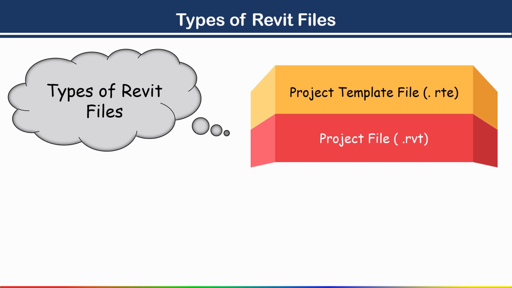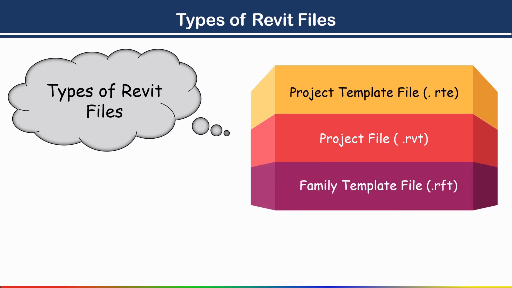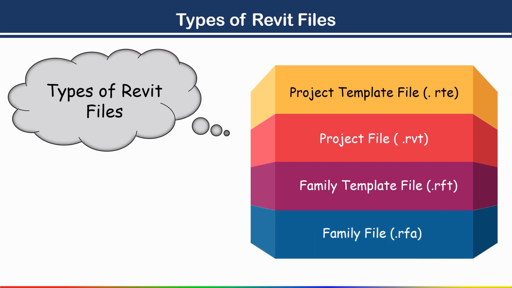Second, we have a project file. The file extension name is .rvt. And third, we have to discuss family template file. The file extension name of this file is .rft. Finally, we have to learn about family file and the file extension name is .rfa. So now we have to discuss one by one in depth. So let's start.